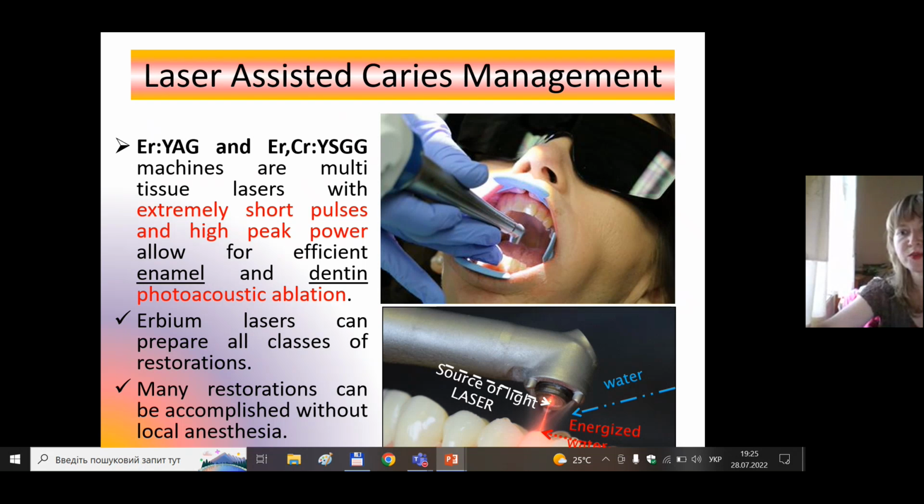Caries cavity preparation with laser: erbium and erbium chromium machines are multi-tissue lasers with extremely short pulses and high peak power, allowing for efficient enamel and dentine photoacoustic ablation. Erbium lasers can prepare all classes of restorations. Many restorations can be accomplished without local anesthesia.